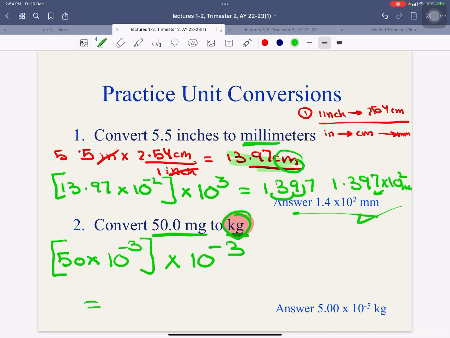So we put 50 times 10 to the power of -3. Don't forget the brackets in the calculator, multiplied by 10 to the power of -3.